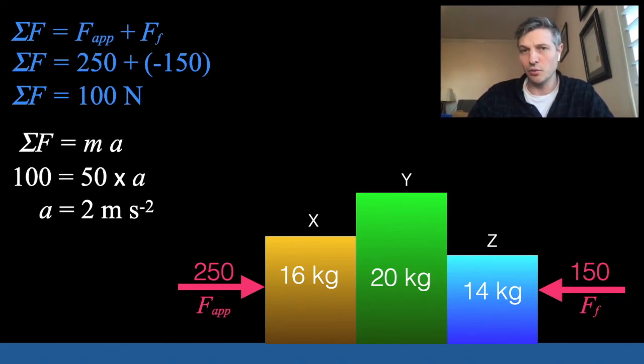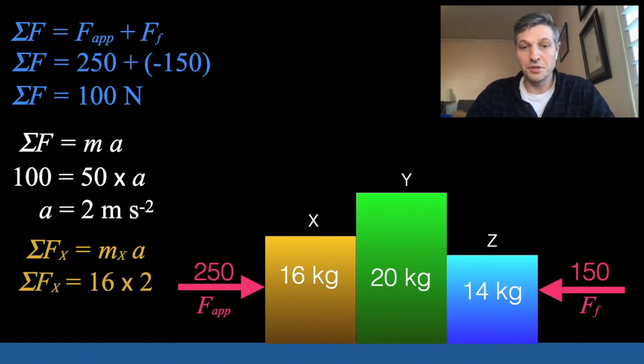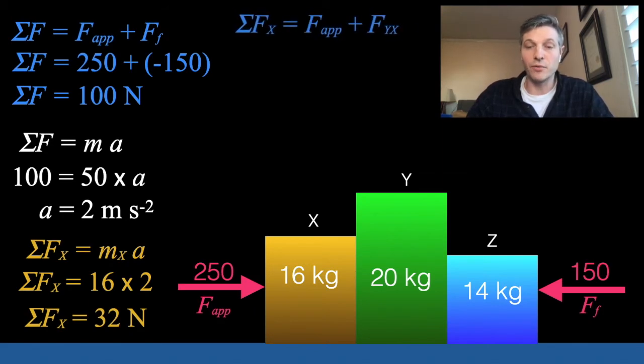So I'm going to follow this whole system again now that I did in the previous example, and I'm going to isolate each one. The first one I'm going to look at is X. So the net force on X is equal to 16 kilograms times its acceleration, which is 2. So it has a net force of 32. I'm going to jump to that net force formula again, and I've got an applied force and the force that Y is applying to X. Those are the two forces being applied to X.